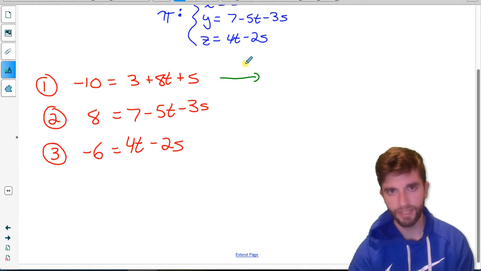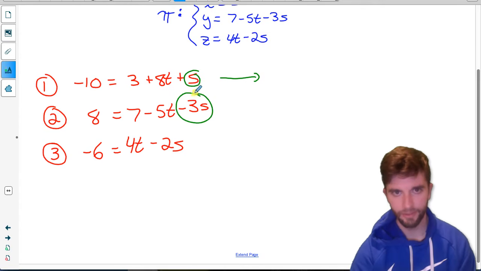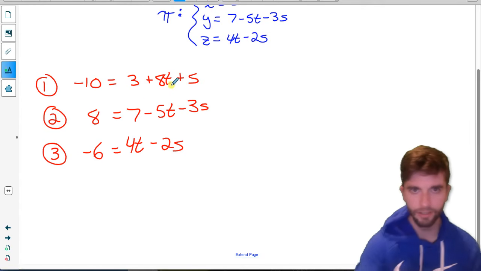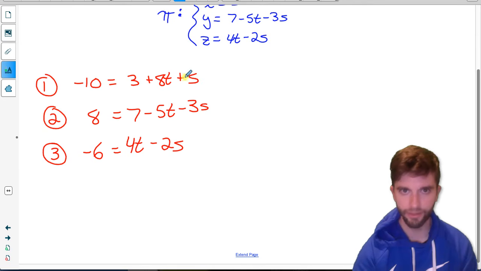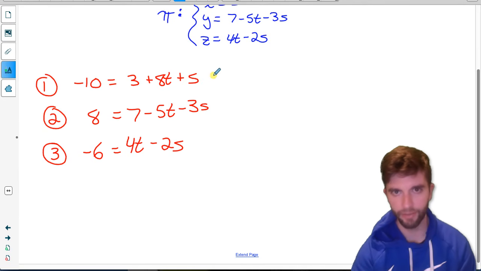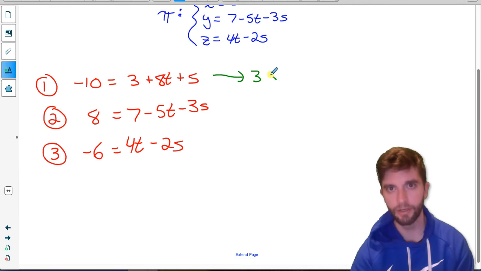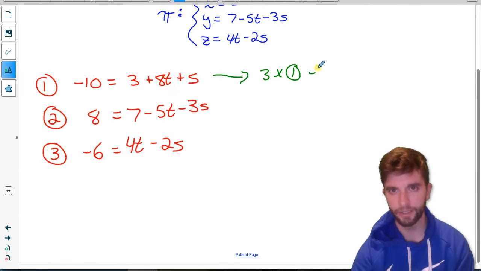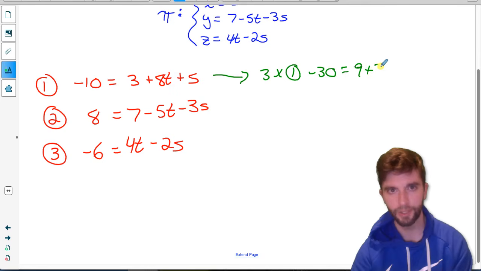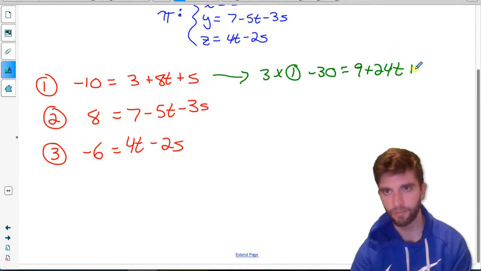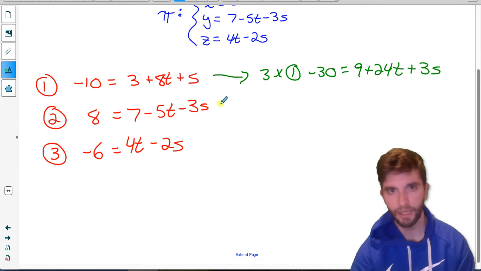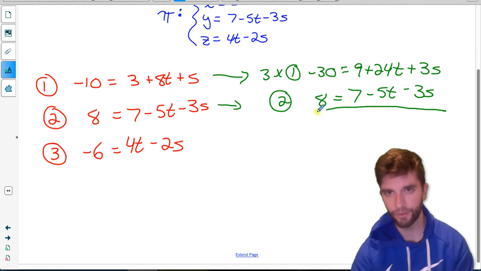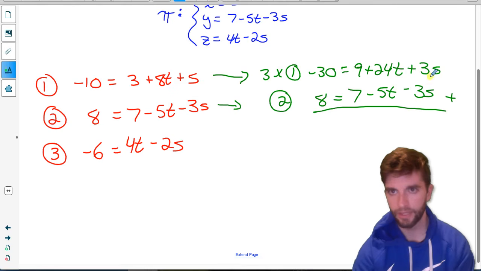So I'll choose to eliminate the s variable. I'll need the coefficient of the s in equation 1 to be either 3 or negative 3. I'll make it 3, so I'll need to multiply equation 1 by 3, and I'll get negative 30 equals 9 plus 24t plus 3s. And I'll leave equation 2 exactly as it is. If I add these two equations, the s's will eliminate.